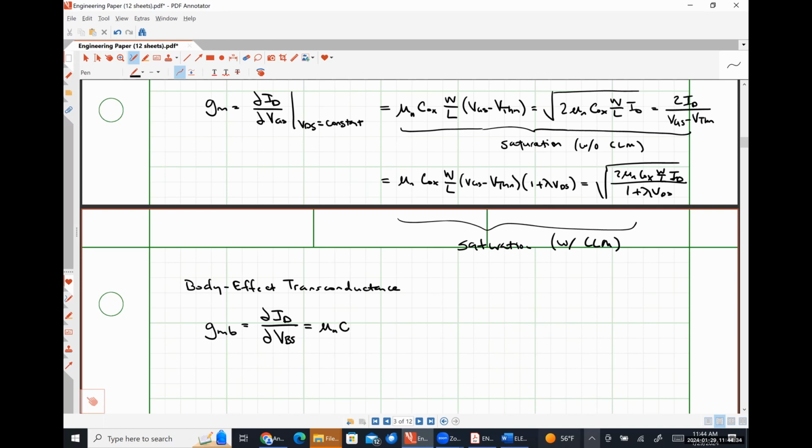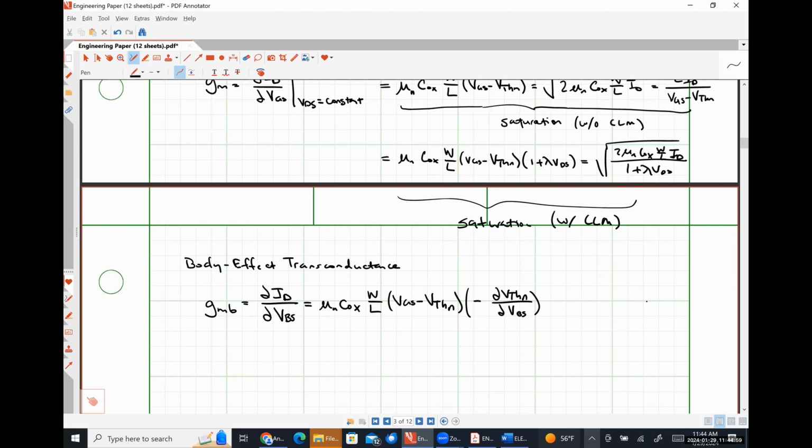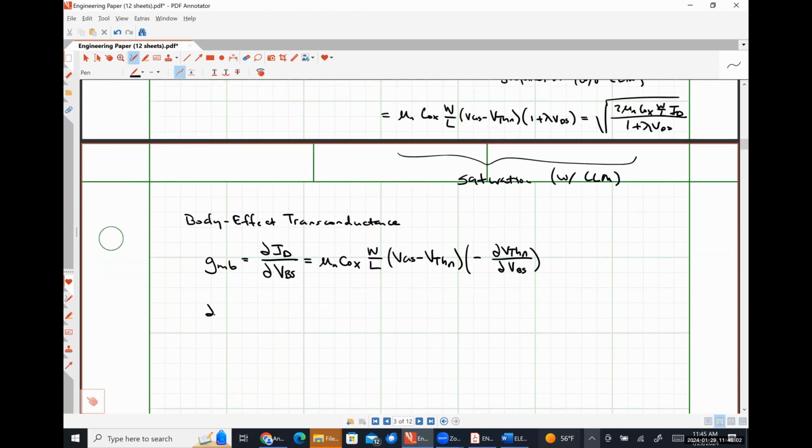which comes out as mu n Cox W over L VGS minus VTHN times the derivative of our threshold voltage with respect to the voltage VBS. Since the derivative of our threshold voltage with respect to voltage VBS is just the negative of the derivative of our threshold voltage with respect to this source body. So if I flip the subscript down here, I'm just getting a negative sign there.